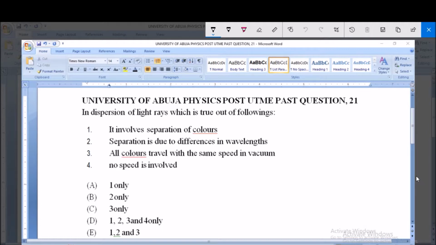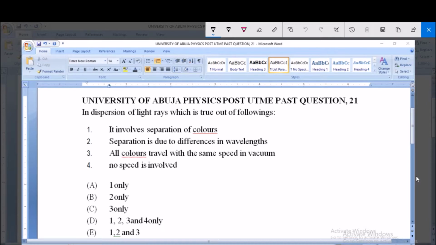Now, of all the points that were listed above, which is true according to the dispersion of light rays? 1, it says it involves separation of colors. 2, separation is due to difference in wavelength. 3, it says all colors travel with the same speed in a vacuum. 4, no speed is involved.